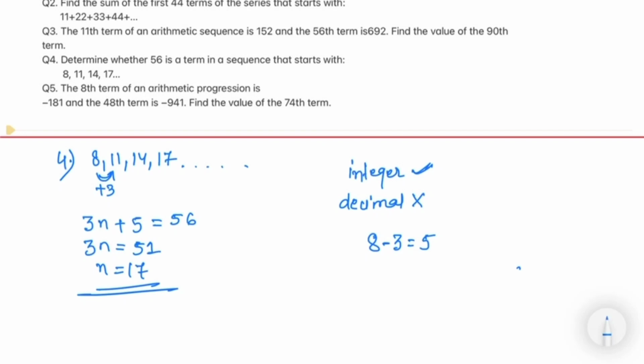Now for example, if the question would be to tell me whether 58 is a term or not, let's try with that also. So again, 3n plus 5 equals 58. So 3n equals how much? 53.